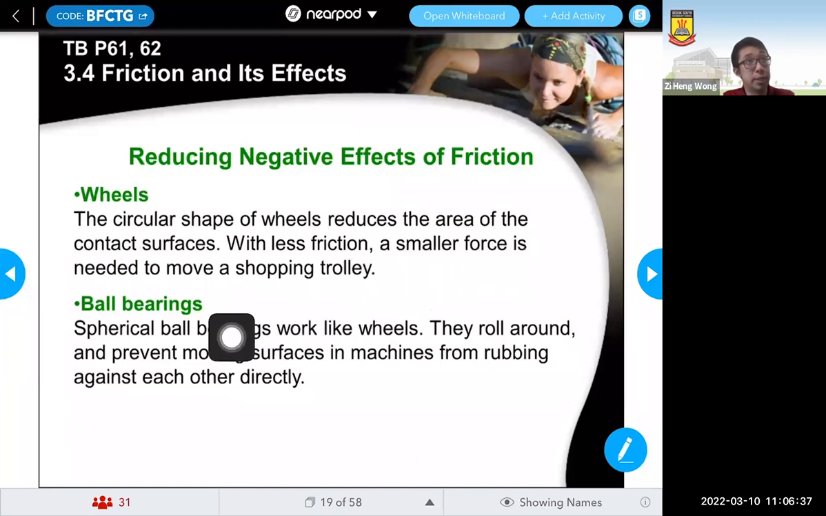A ball bearing functions like a wheel, but wheels usually only operate in one plane, whereas ball bearings can operate in all directions. You can imagine a ball bearing like a wheel, but in all directions. Because it can operate in all directions, there's usually some kind of track to make sure it rolls in the direction that you want. But the main thing is the same: ball bearings reduce the amount of area in contact, and that reduces your friction.